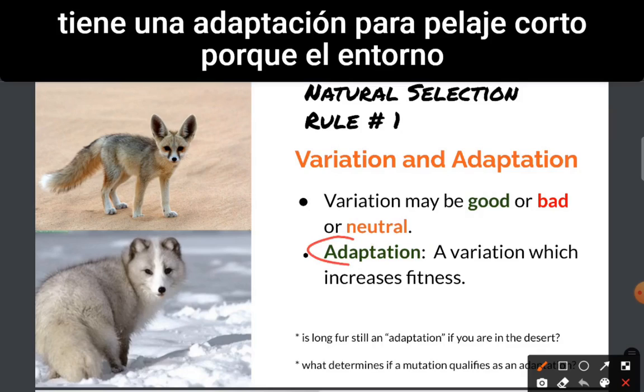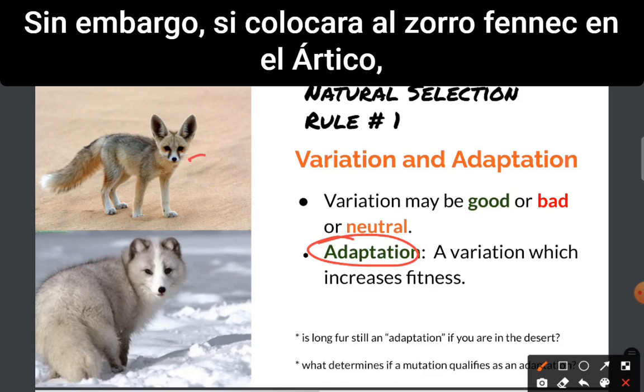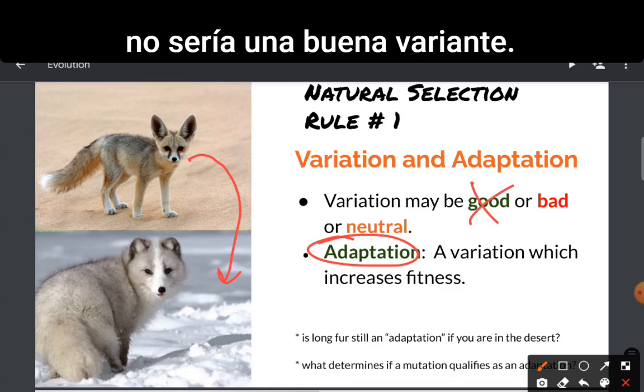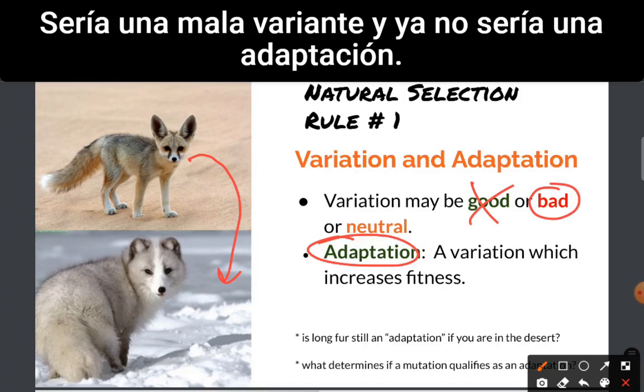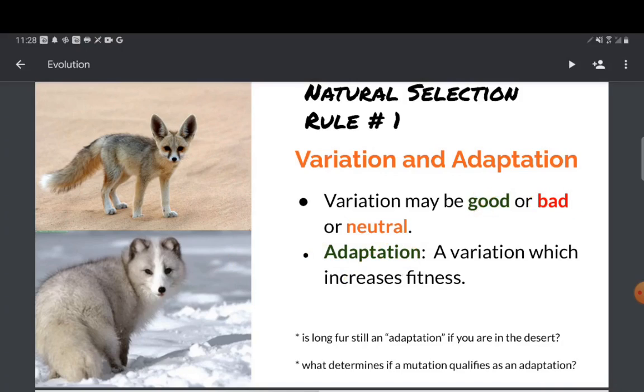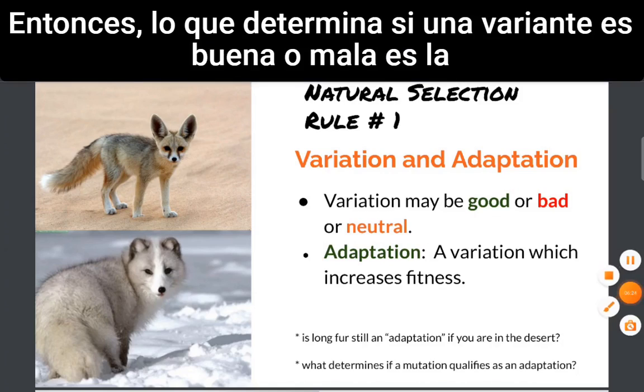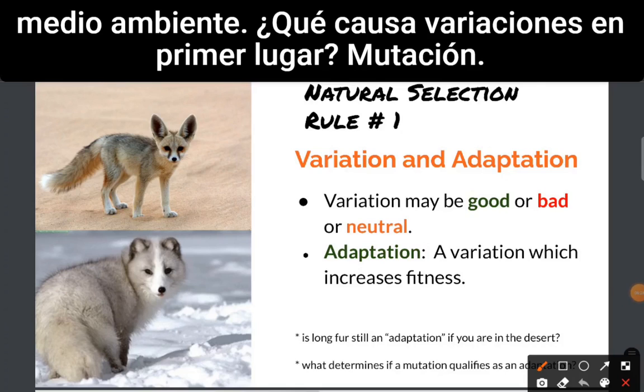has an adaptation for short fur because the environment is hot. However, if you were to place the fennec fox into the Arctic, it would not be a good variant. It would be a bad variant. It would no longer be an adaptation. So what determines if a variant is good or bad? It is the environment.